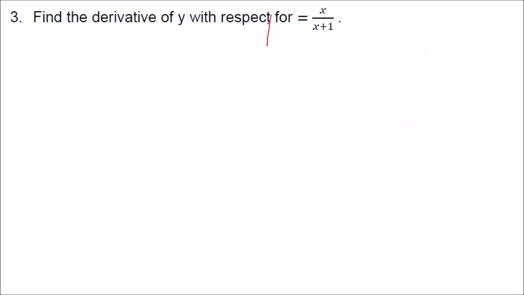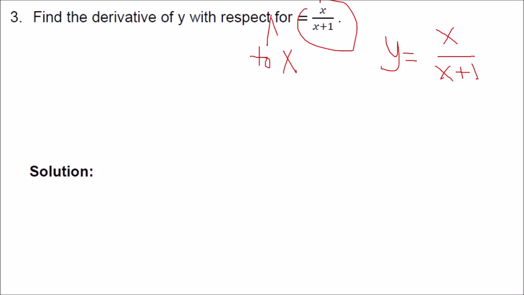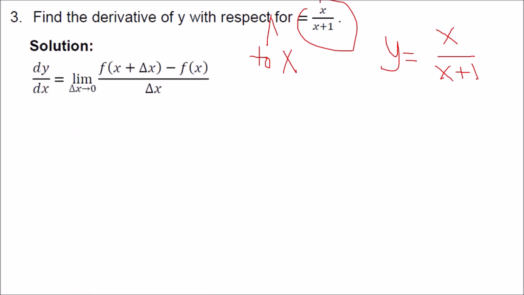Dapat yan. Okay, may singit dito. Oh, no, dito na sa baba. Kasi, ayan, to x. And then, ito, dapat is y equals x over x plus 1. So, ganyan siya dapat. Kunin natin ang derivative niyan gamit ng definition natin. Ayan. We will substitute that.